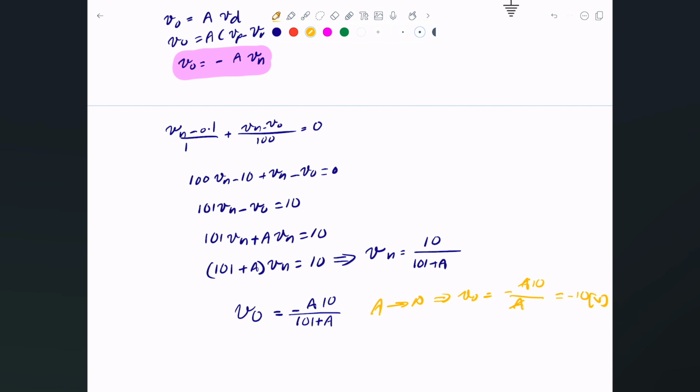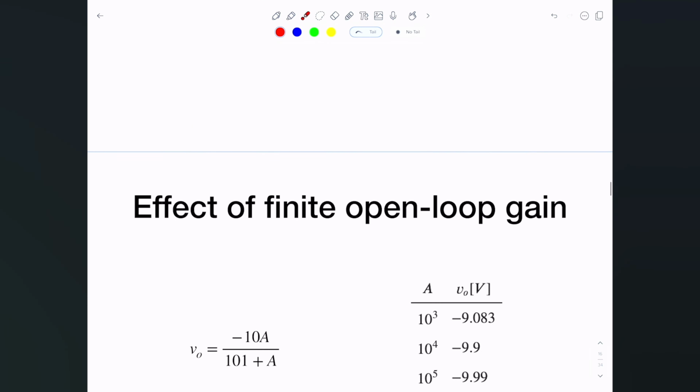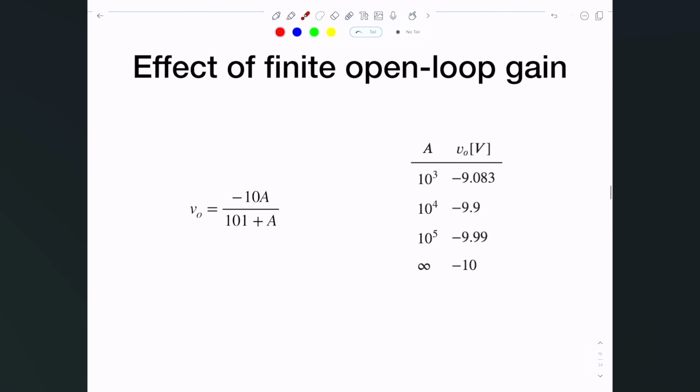But if A was not infinity, and I gave myself a few values here, what happens if A happened to be 1,000 and you substitute 1,000 in here? You will see the gain, instead of negative 10, is negative 9.083. If A was 10,000, it becomes negative 9.9, and the larger it gets, the closer we are to negative 10. And that's the effect of A not being extremely large.